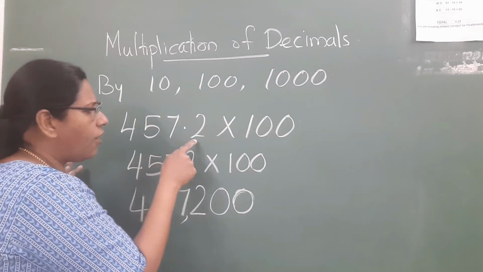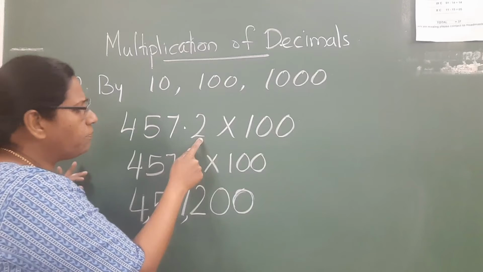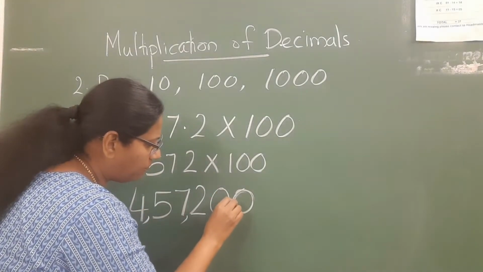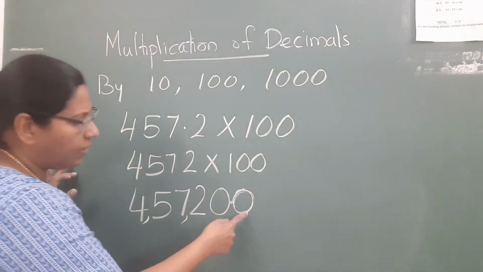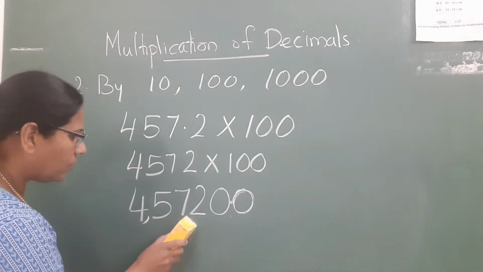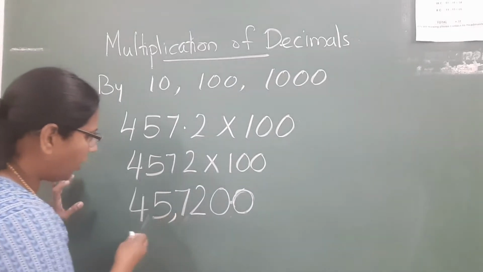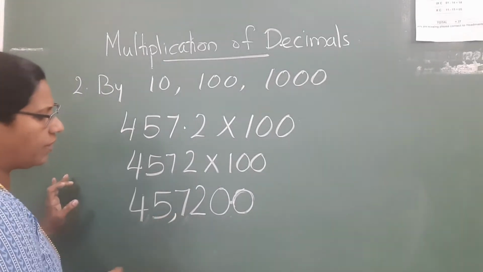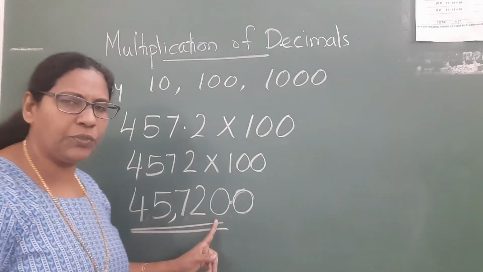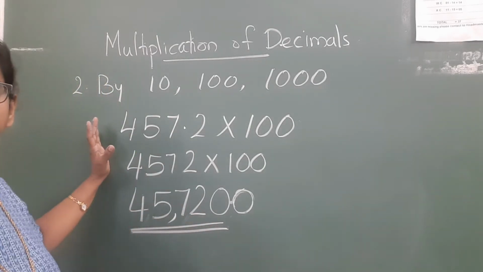Now we have to see after how many places the decimal is. Here after one place the decimal is there. So we put the decimal here, after one place. So what do we get as the answer? Now we get the answer 45,720. Once again, after one place we put the decimal.